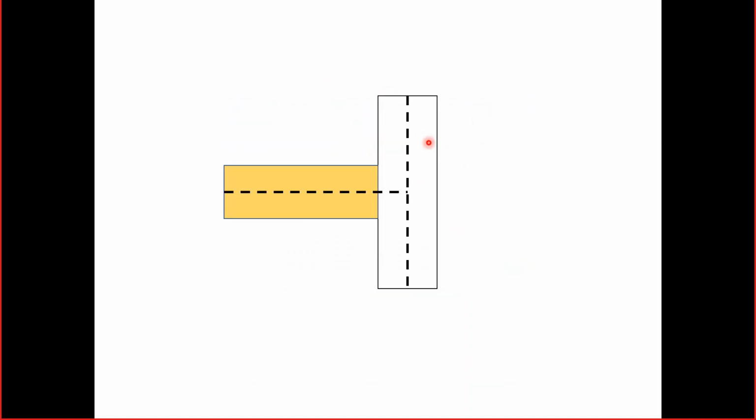So this is a T junction. What is a T junction? I have two walls meeting. Let's assume this is also a 300 mm wall and this is also a 300 mm wall. What I'll do is I'll start to construct this particular wall.